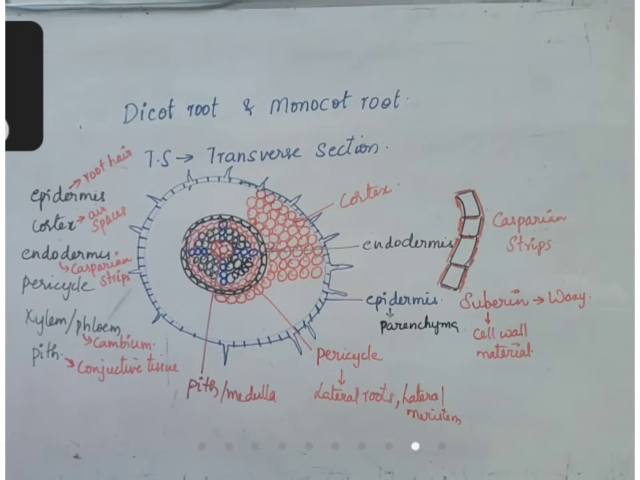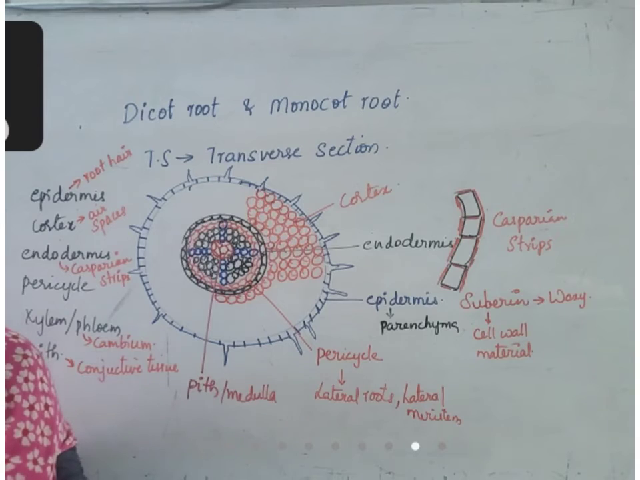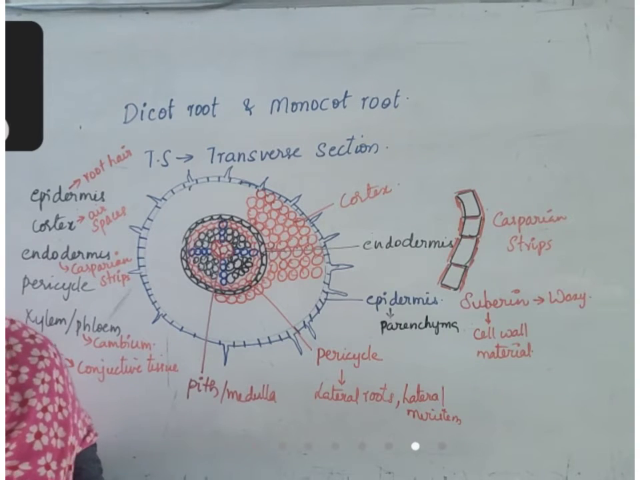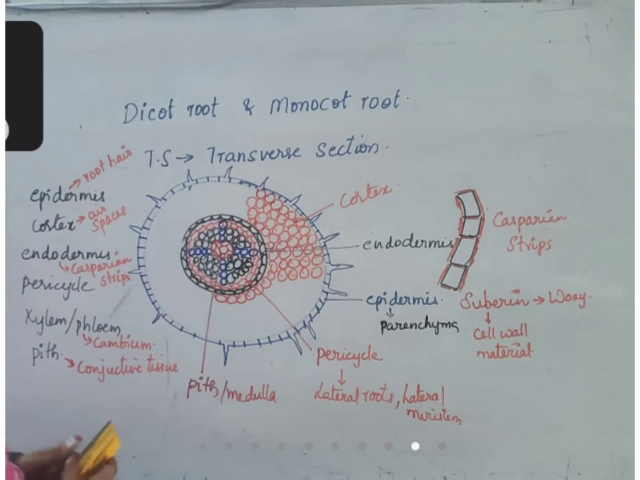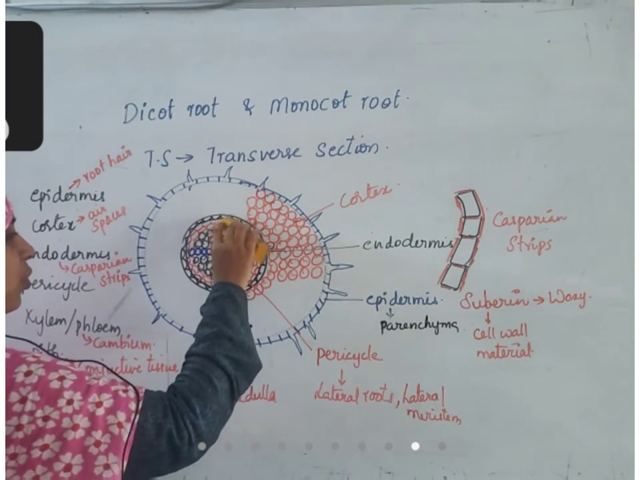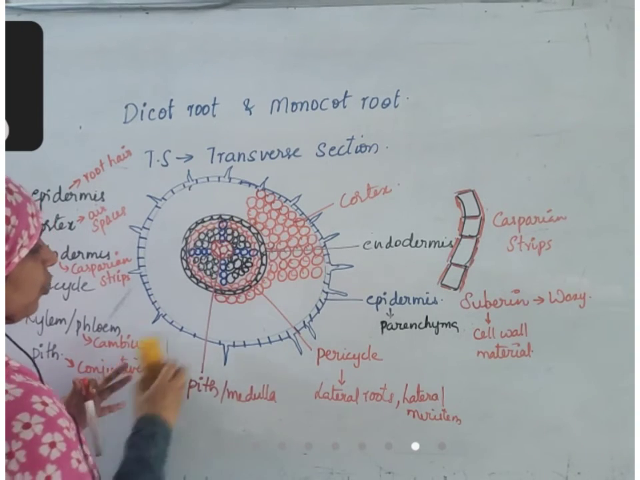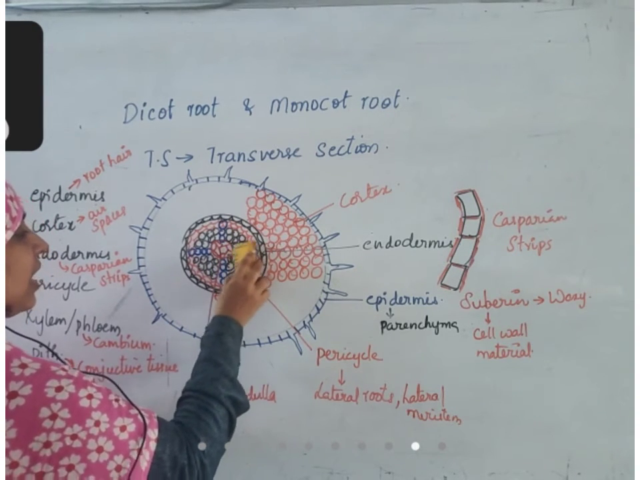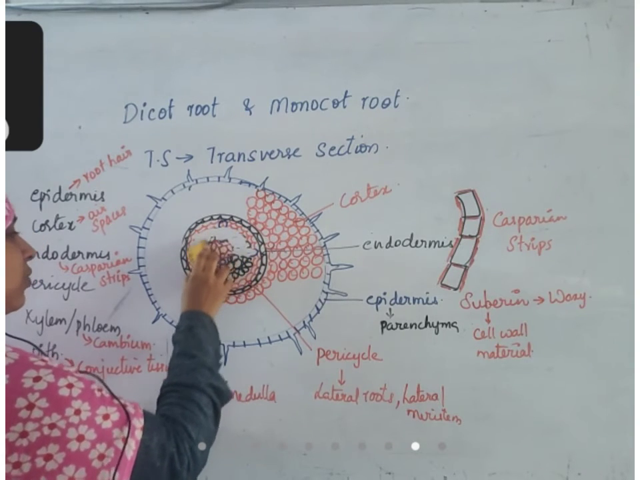Okay. So what is the difference between TS of monocot and dicot root? Everything is the same. There is no difference except one or two differences. Okay, what are those one or two differences? I'll say, you listen. Here we have drawn only 4 xylem and phloem. In case of monocot root, we can see there are 6 xylem and 6 phloem.